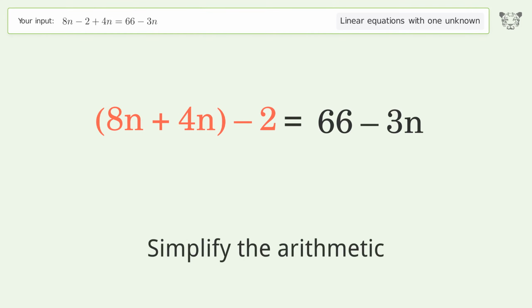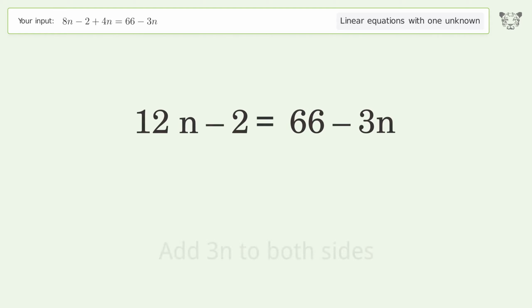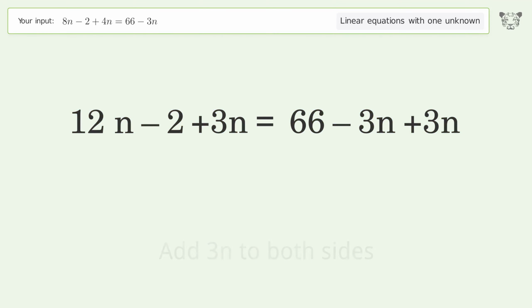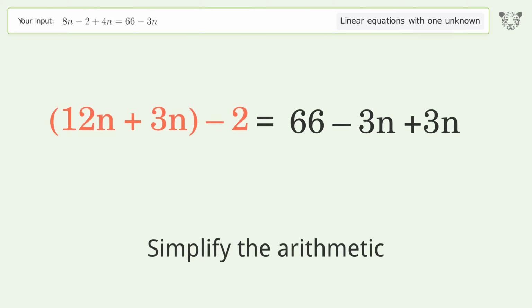Simplify the arithmetic. Group all n terms on the left side of the equation. Add 3 to both sides. Group like terms. Simplify the arithmetic.